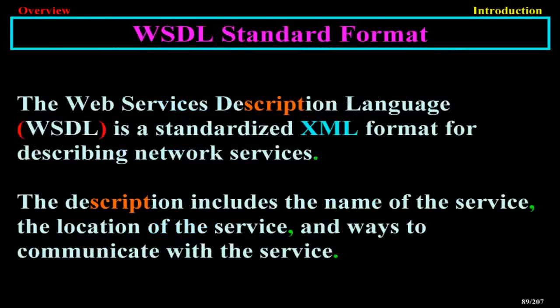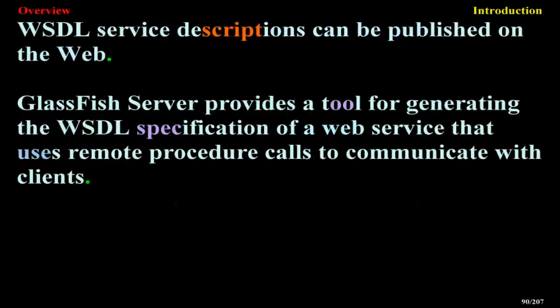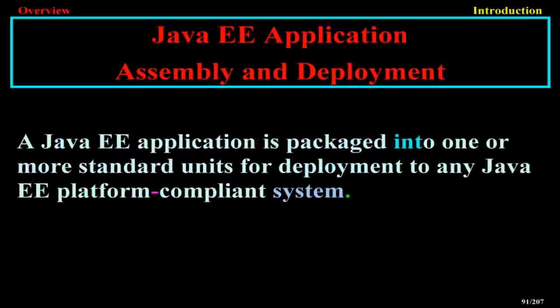WSDL standard format. The Web Services Description Language (WSDL) is a standardized XML format for describing network services. The description includes the name of the service, the location of the service, and ways to communicate with the service. WSDL service descriptions can be published on the web. GlassFish server provides a tool for generating the WSDL specification of a web service that uses remote procedure calls to communicate with clients.